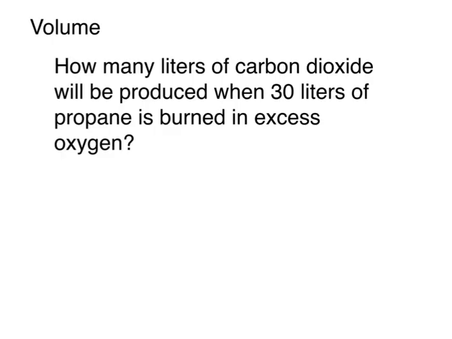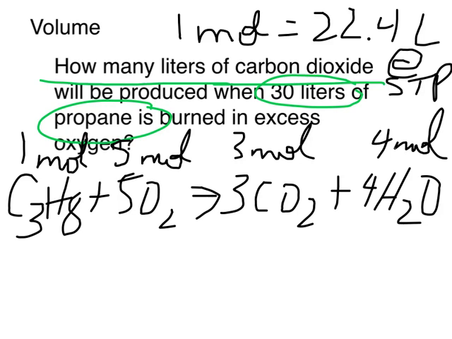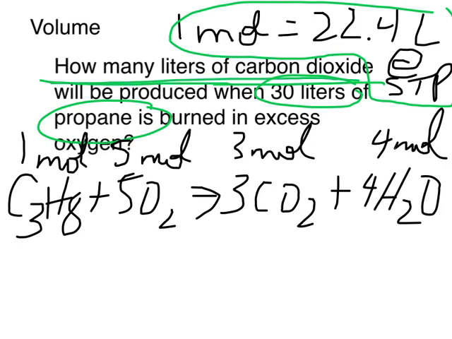So let's look at volume now. How many liters of carbon dioxide will be produced from 30 liters of propane? Okay, so we have our question. I wrote out our balanced chemical equation, and we just have to remember that 1 mole of any gas at STP is equivalent to 22.4 liters. Okay, and we'll talk about what STP is in our gases unit. So how many carbon dioxide liters will be produced from 30 liters of propane?